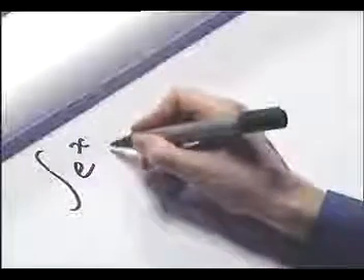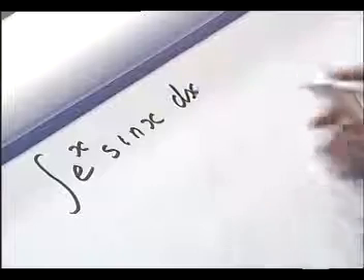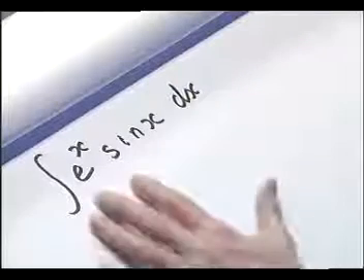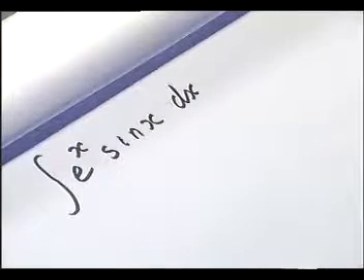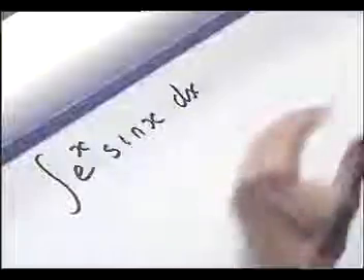The integral of e to the x sine of x. Now, we look at this and we say, well, we've got a choice to make. One of them's got to be u, one of them's got to be dv by dx. But which?